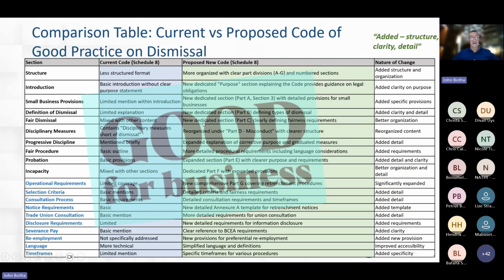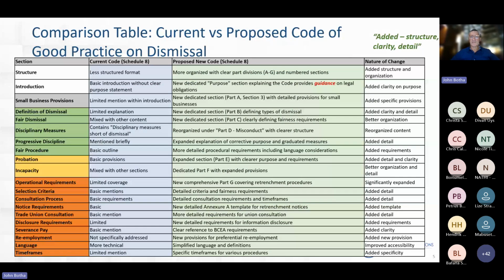Obviously, there's a two-edged sword. Sometimes the employees get a better deal, and sometimes business does. But overall, I really think this is good for business. So, colleagues, when we look at the structure of the Code of Good Practice on Dismissal, which is really Schedule 8 of the LRA, you'll see as we go through it, in terms of the structure, the current code is less structured, whereas the new code, the green, is a lot more structured and it flows a lot better.